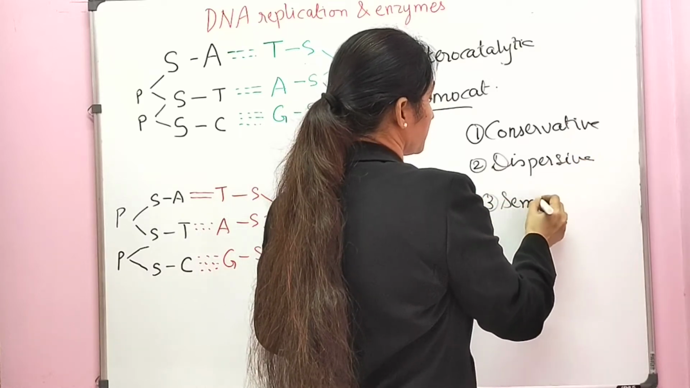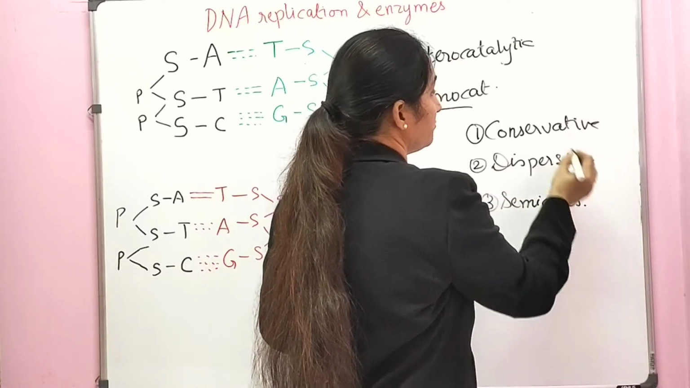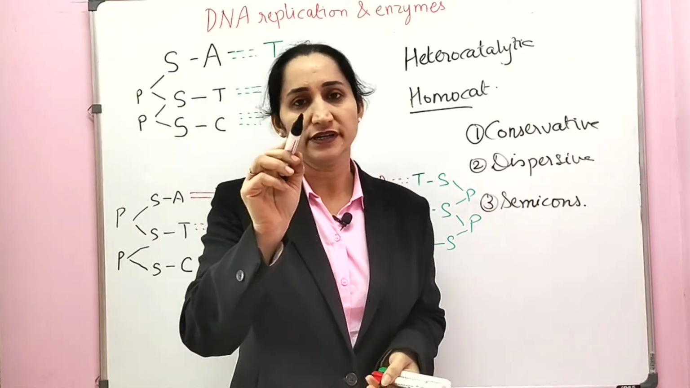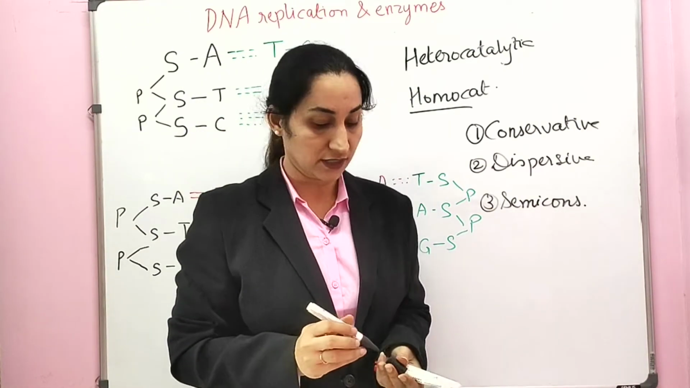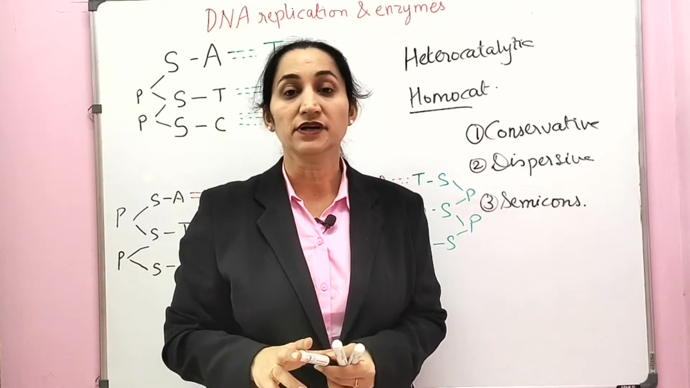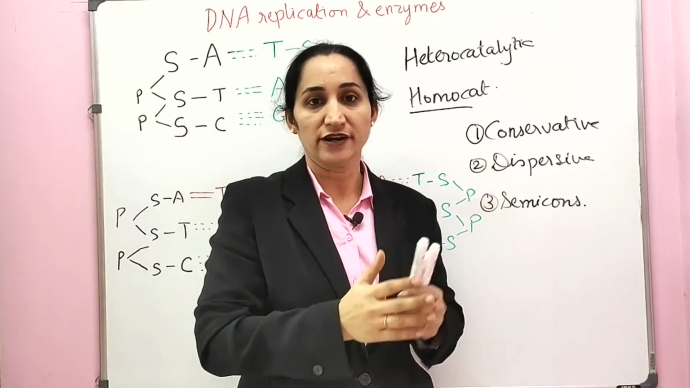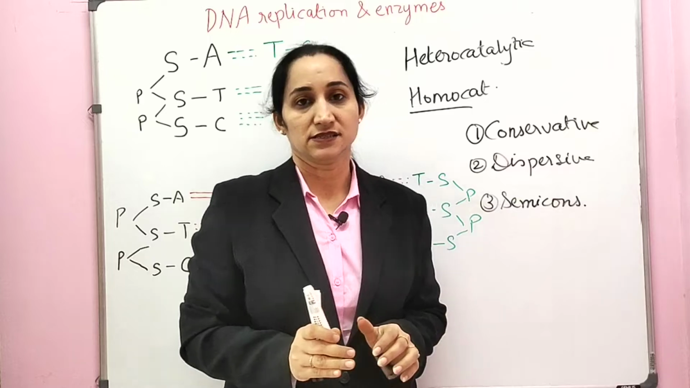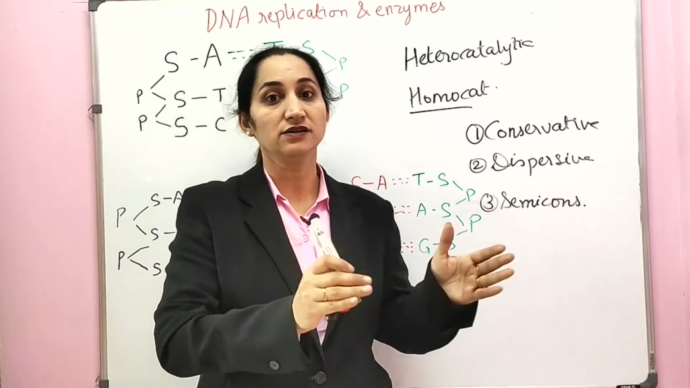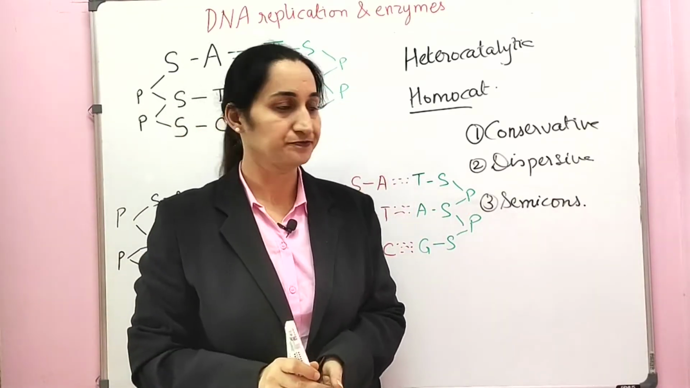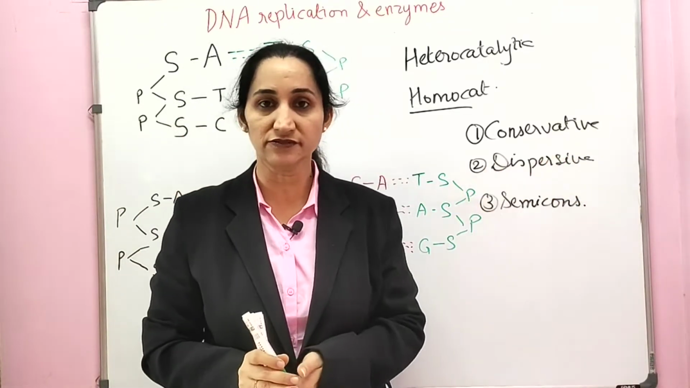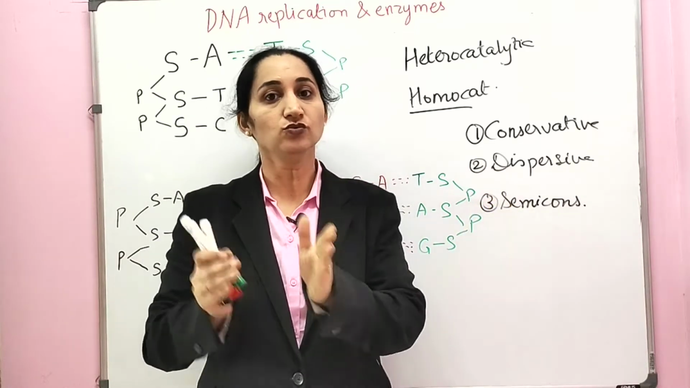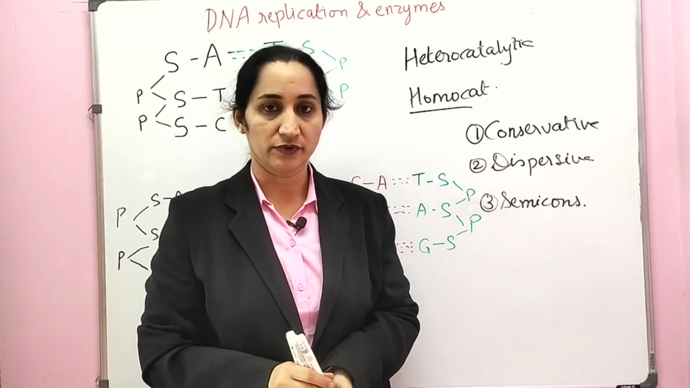Right. In conservative mechanism, the DNA is a double-stranded molecule, right? Now in conservative mechanism, the parent molecule of DNA remains as it is, means it remains conserved and a new molecule of DNA is formed. In case of dispersive, the parent DNA molecule disintegrates and two new molecules are formed.